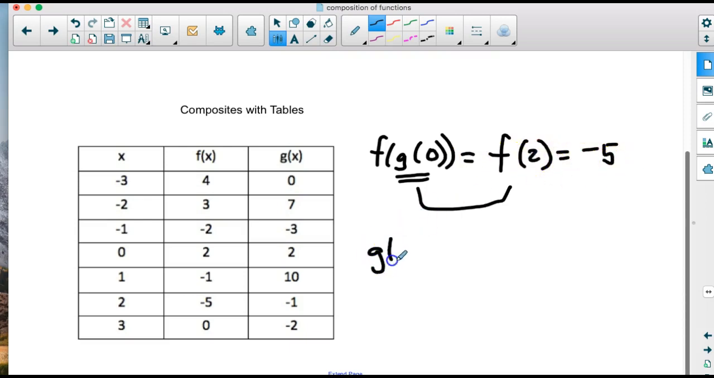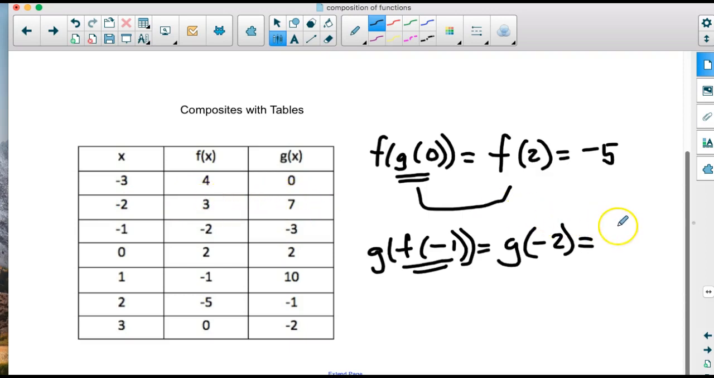If I did g of f of -1, for example, I'm going to evaluate the output of f of -1. So -1, we go to f, that's going to be -2. So we're going to have this value being -2. And we're going to go down to -2 and evaluate g, which is 7. Okay, so we're evaluating the inside function first, the output of this, and then we're writing the output there, and then evaluating that output in the other function.